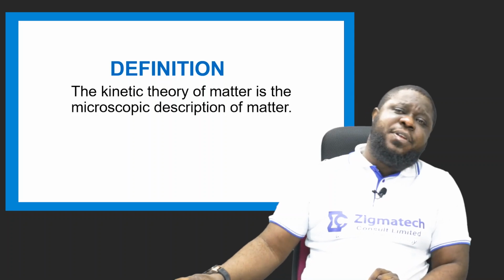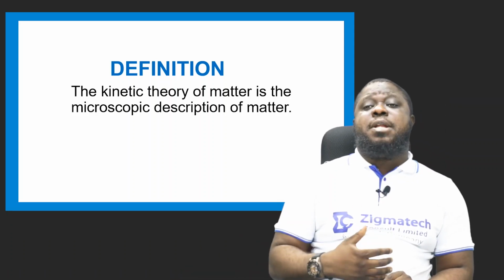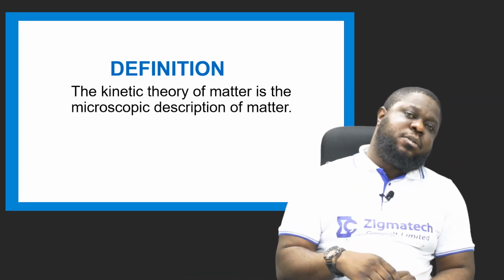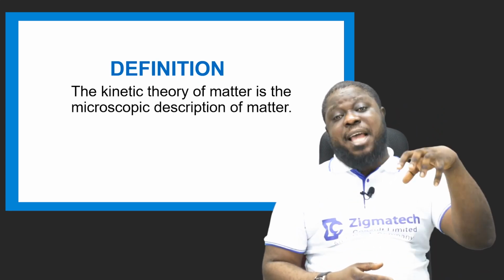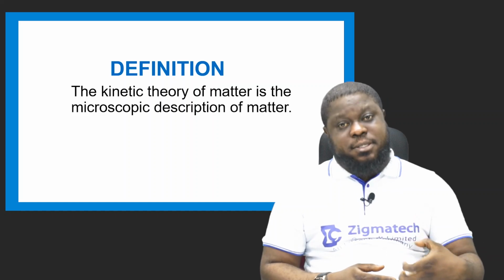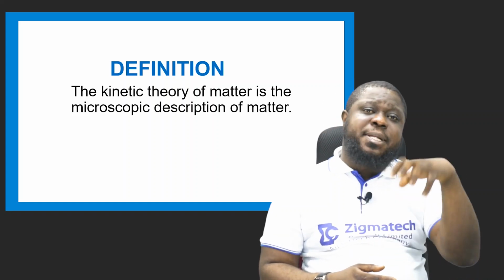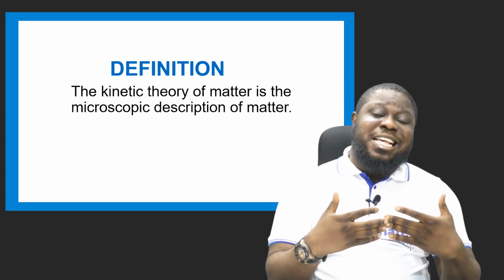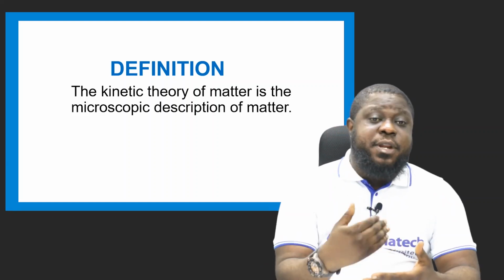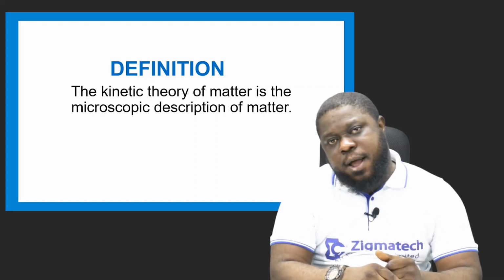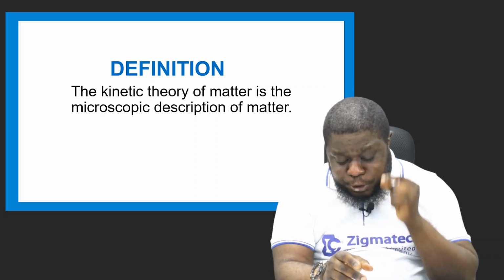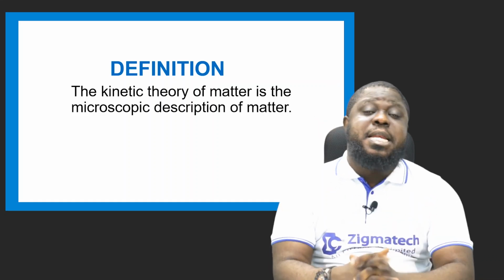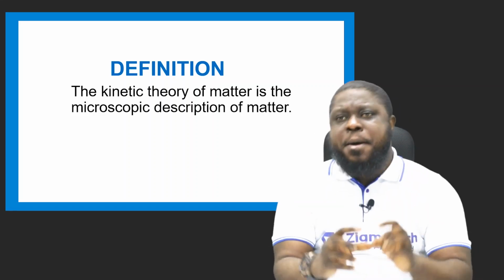Now, definition. Most people do not know that the kinetic theory of matter has a definition. They only know how to state it. It is from the definition you get a formula, and from a definition you get an explanation. Every definition leads to a formula. Now, the kinetic theory of matter is the microscopic description of matter.